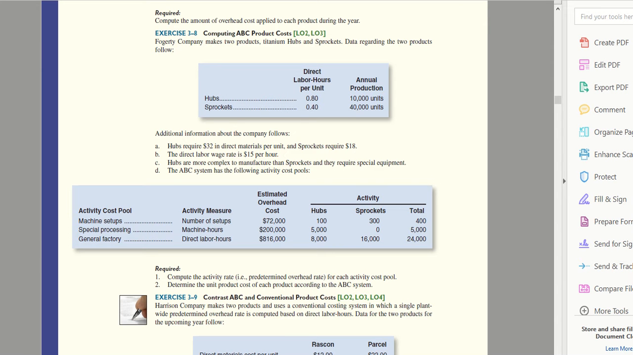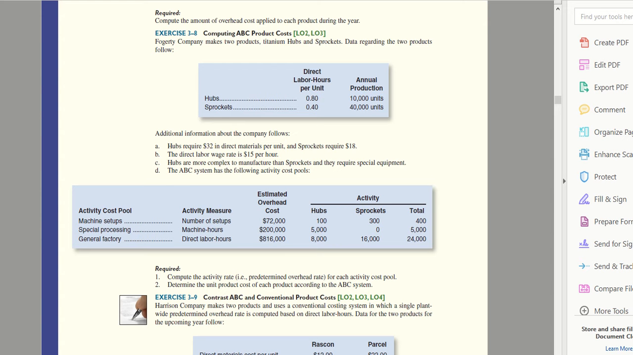Aloha class, finally we have exercise 3-8. So Fogarty Company makes two products, titanium hubs and sprockets. Data regarding these two products is as follows. Additional information about the company follows.